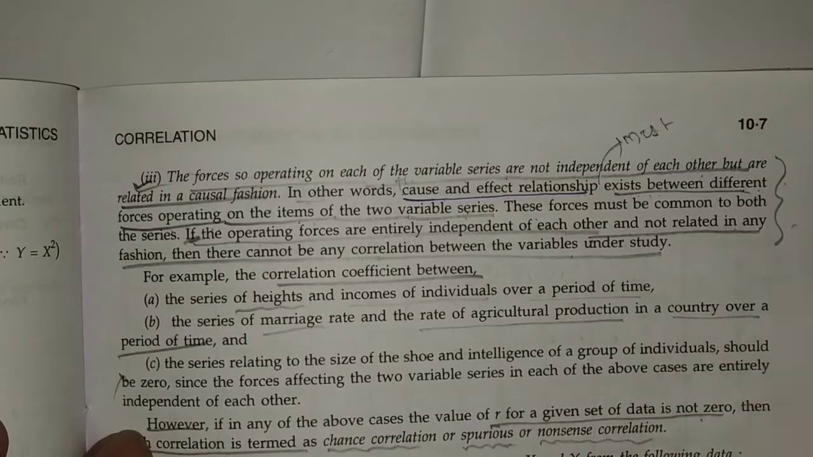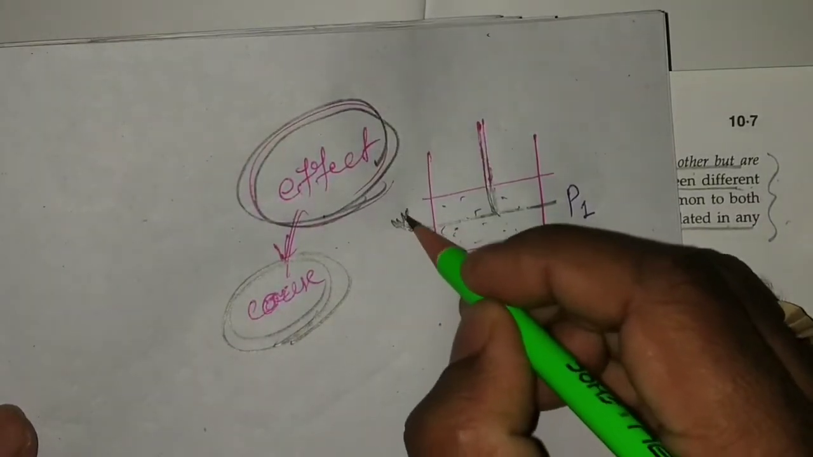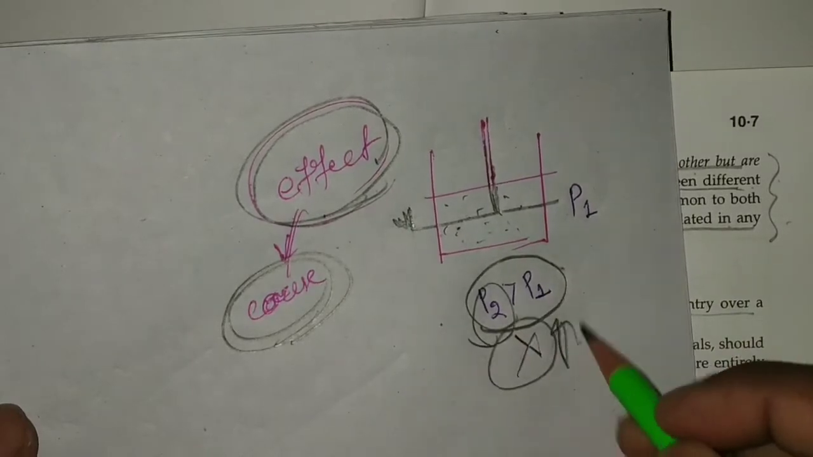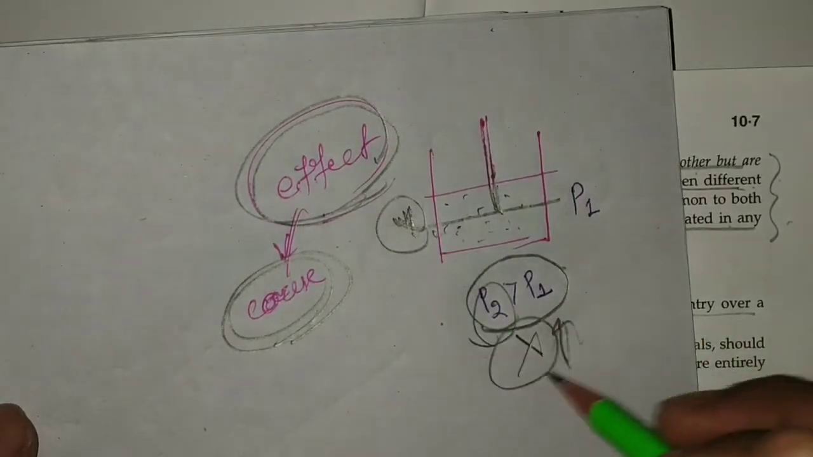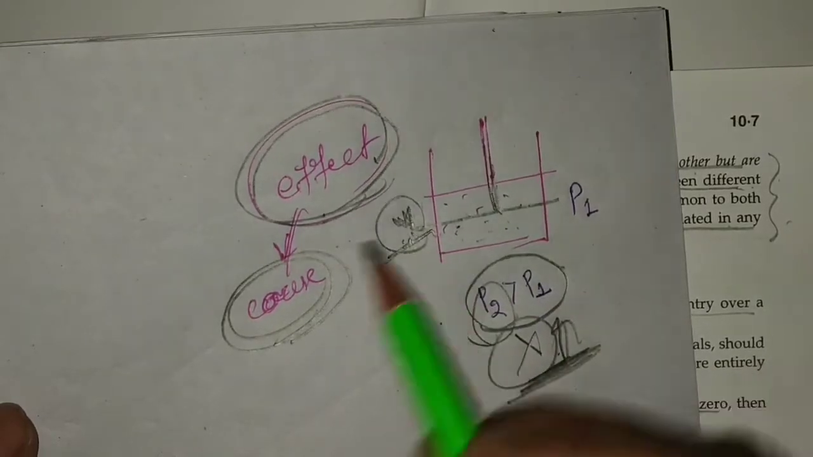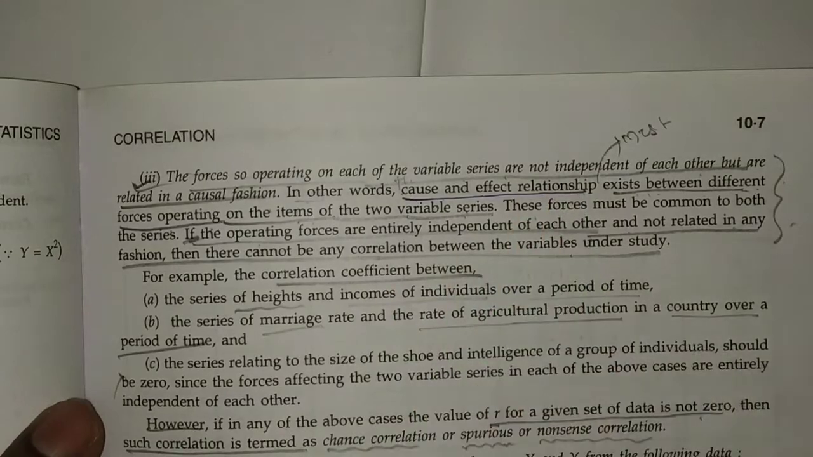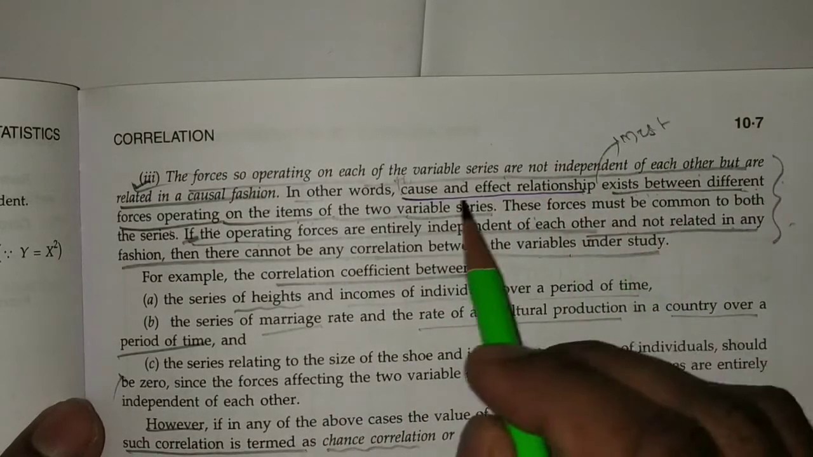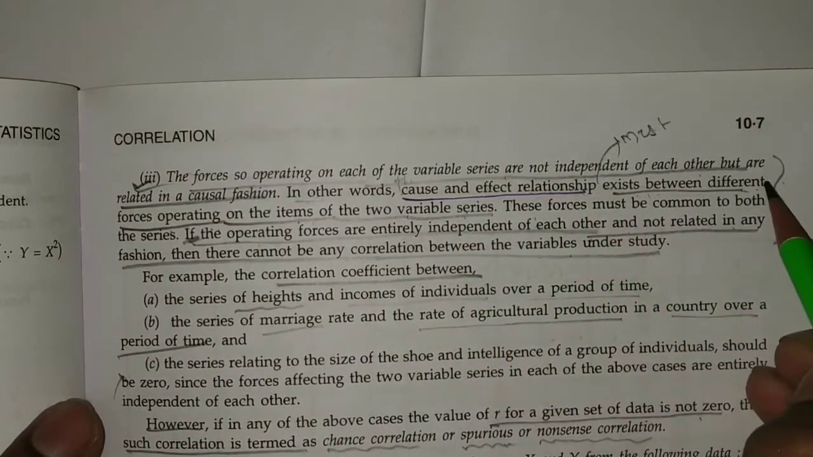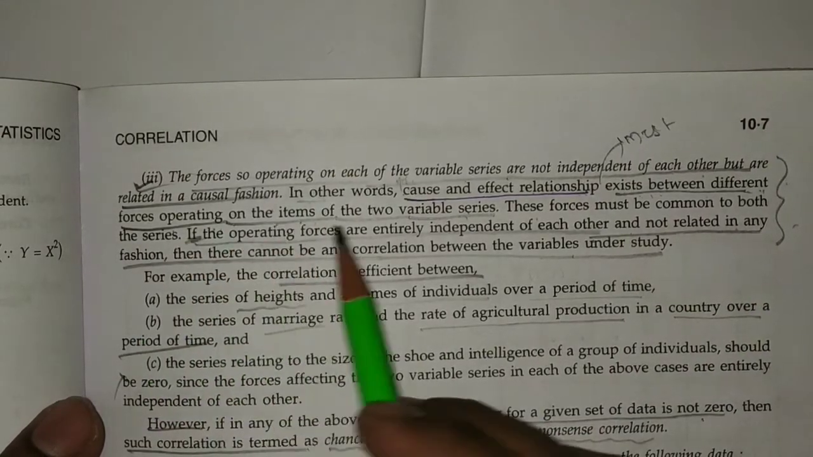So here pressure is one random variable and volume is another random variable. So if pressure increases, that means volume decreases. So if pressure increases, we found the effect, and the cause is that volume decreases. So in one sentence you can write that the cause and effect relationship must exist between different forces operating on items of two random variables.